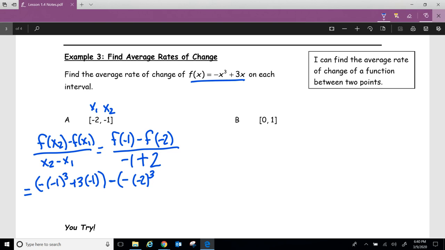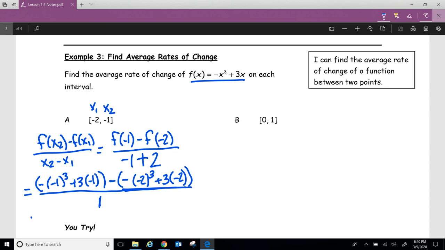You have to make sure you have real good accounting of where your negatives are. For example, there's a negative right there. So 3 times negative 2. So this piece here is f of negative 1 minus f of negative 2. And this is all over negative 1 plus 2, which is just 1.